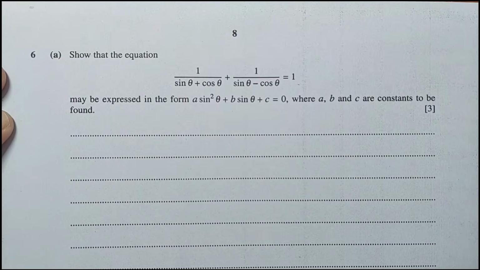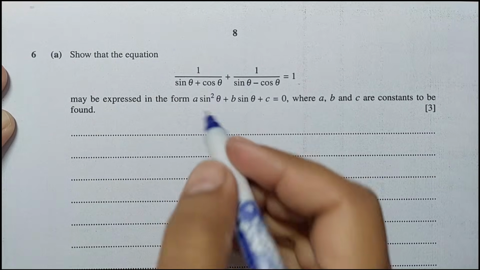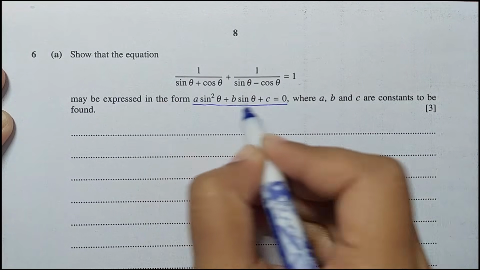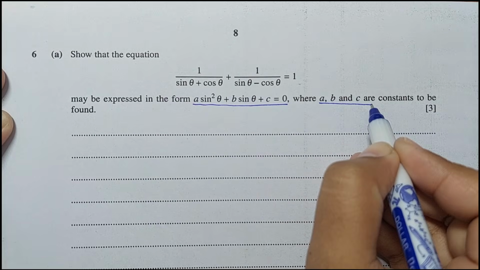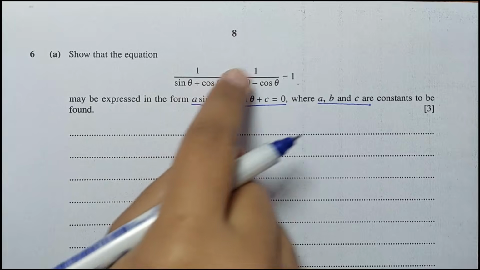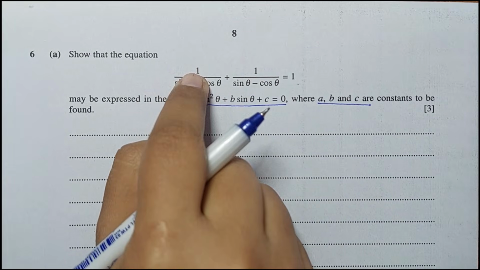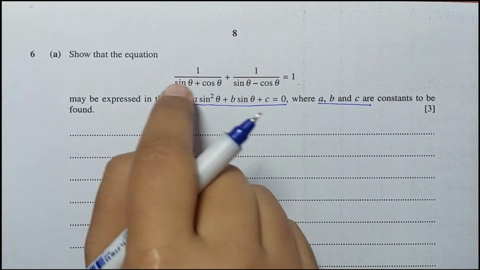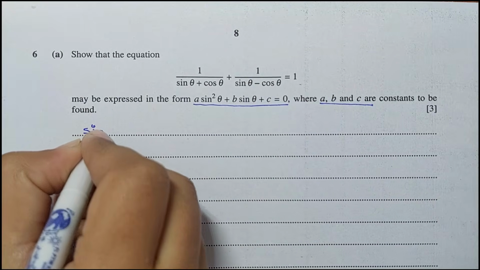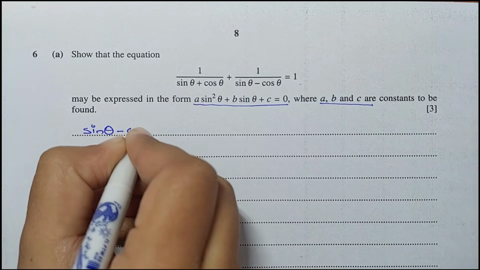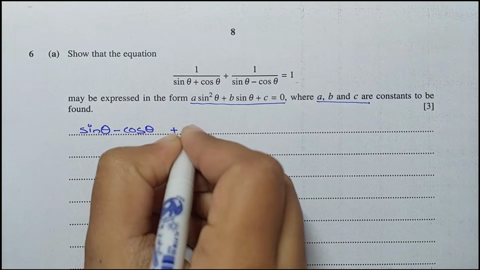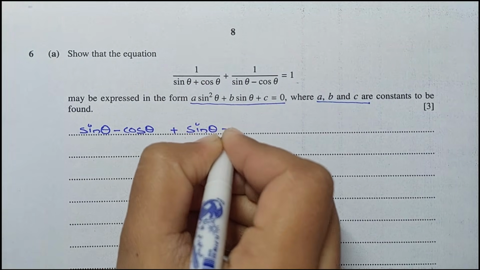Question number 6, part A. Show that the equation may be expressed in the form in sine only, where A, B, C are constants to be found. Basically we have to cross multiply with the opposite denominator. This one is multiplying with this denominator and this one is multiplying with its opposite denominator. So we can write down sine theta minus cos theta, and then shift this to the other side, plus sine theta plus cos theta.